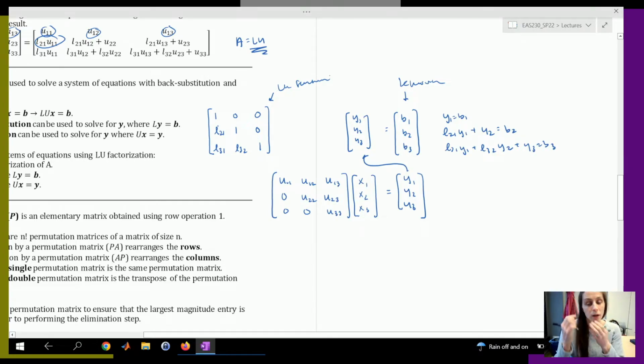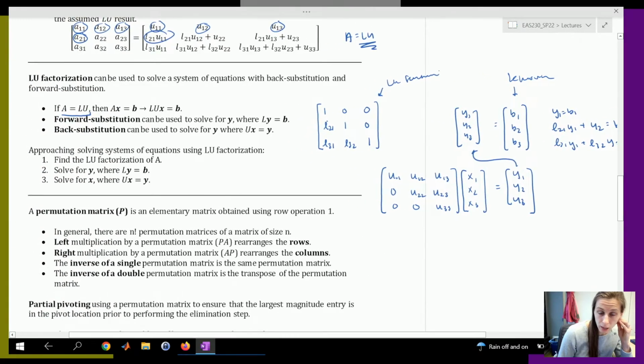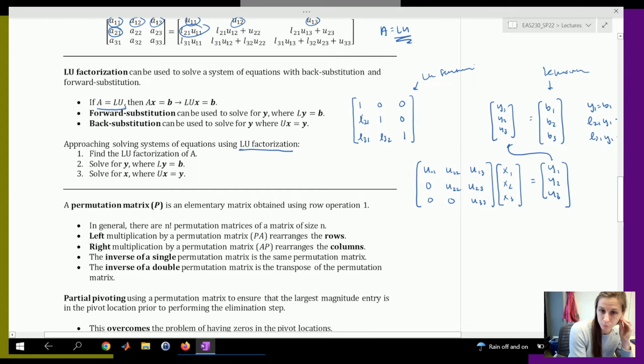So notice we can do forward substitution, where we start with the top and then plug our way down. Once we know those y values, then we can solve for x. So that's the process we can use in order to solve a system of equations using LU factorization. So here are our steps.